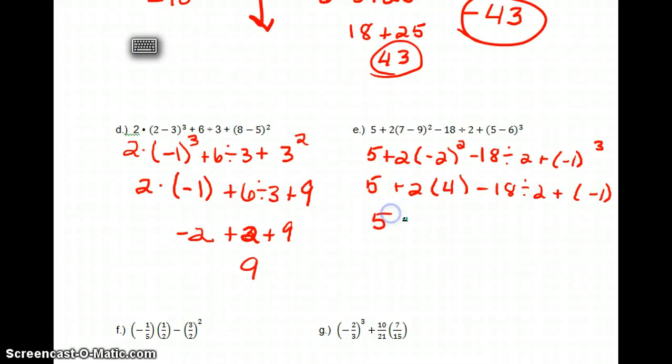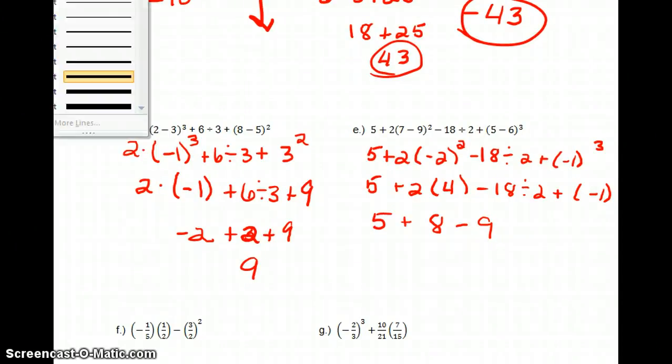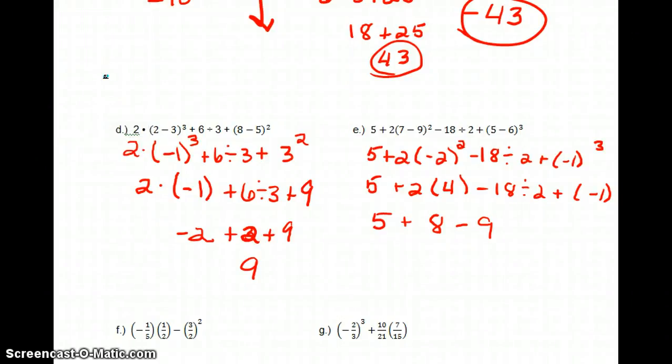So we have 5 plus 2 times 4 makes 8, minus 18 divided by 2 is 9. And I'm going to bring down my negative 1. However, I do want you to notice that you can rewrite that as simply a minus, because plus a negative is exactly the same thing as subtracting, and we can simplify that by writing minus 1. We do not need to write that plus sign there.